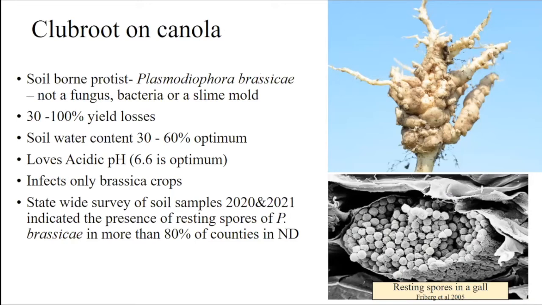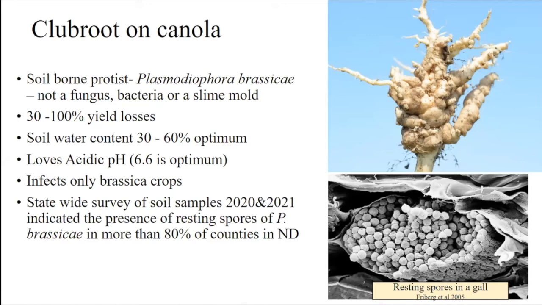The third disease which we are seeing, quite endemic to our area of Cavalier County, is clubroot in canola. It is caused by a soil-borne protist called Plasmodiophora brassicae. It's not a fungus, bacteria, or a slime mold. So that's why a lot of times it's very hard to control this disease. Over 30 to 100% yield losses have been seen across the world.